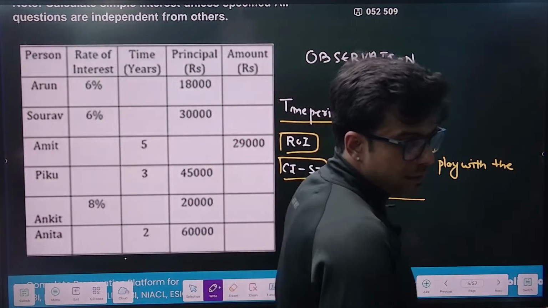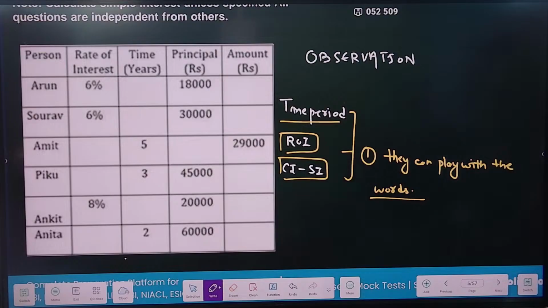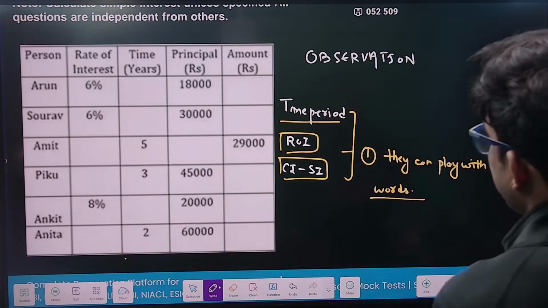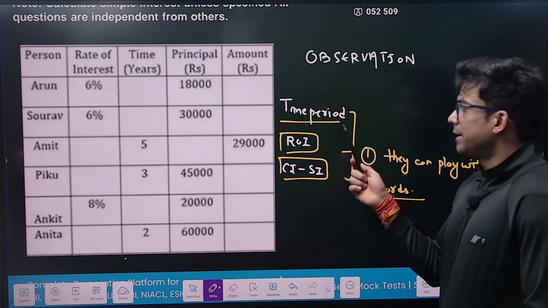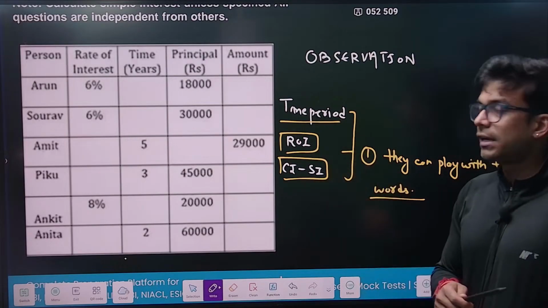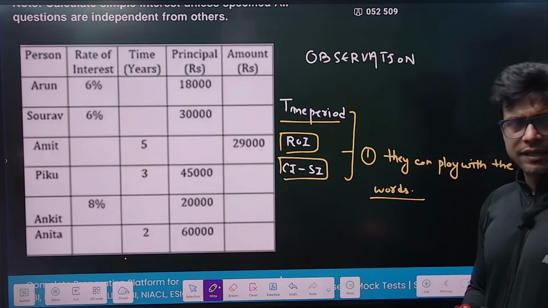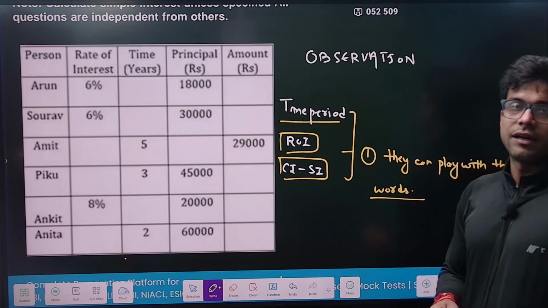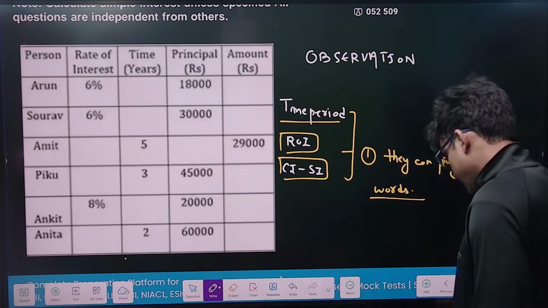So let me show you the question. You will try one by one and let's see how many of you can answer this. So don't be in a hurry. First of all, the pointers I have given you, what they can ask: as I always say, observation plays a very vital role. They can ask you the time period, the rate of interest, the difference of SI and CI, and they can play with the words, which is very important. Most of the mains questions are designed in such a way that they are actually playing with the words.